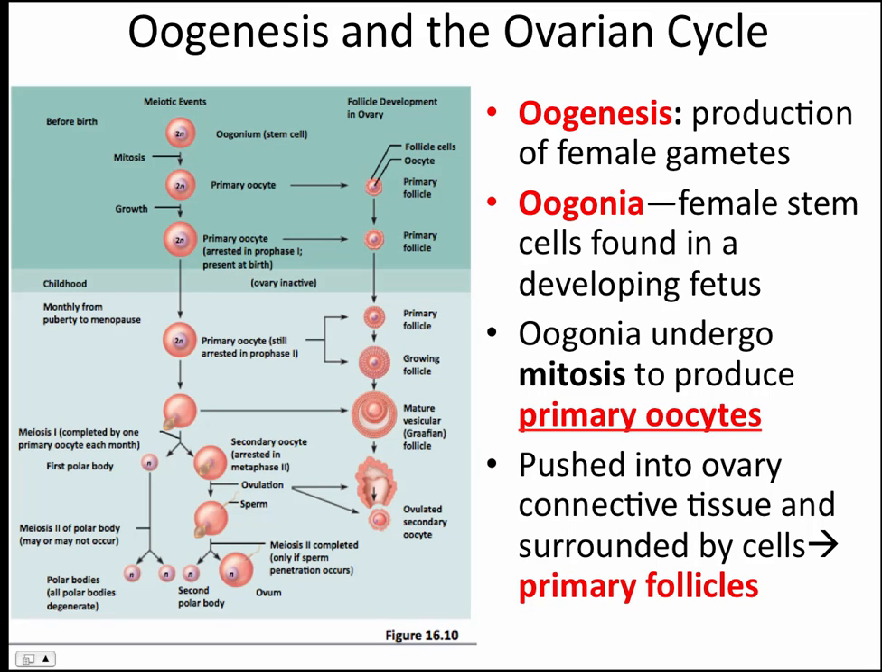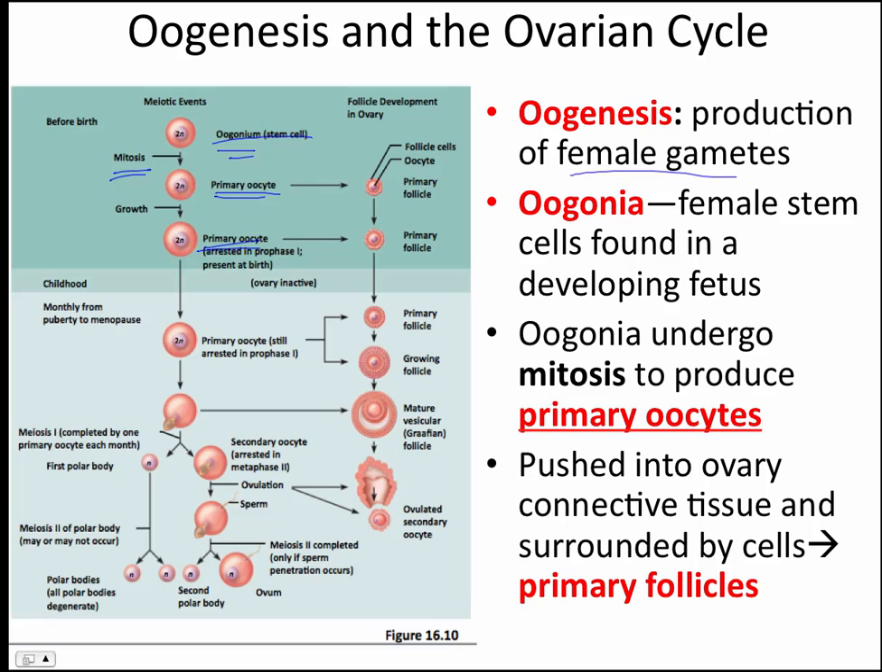Let's take a look at this process of oogenesis where we produce female gametes. We're going to start off with our stem cell population being oogonium. And from here, our cells are going to grow and divide through that process of mitosis to produce primary oocytes. So remember, in males, we have spermatogonium. Here, we're going to have oogonium.